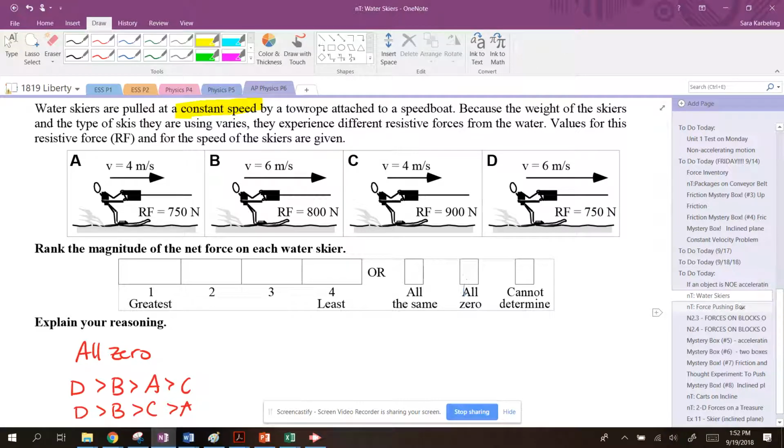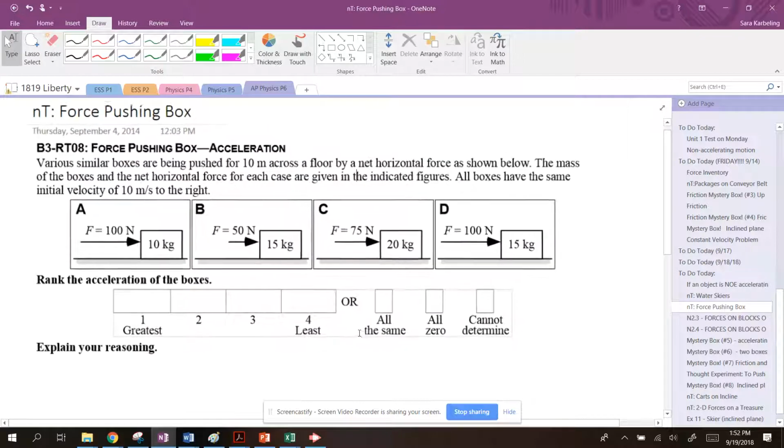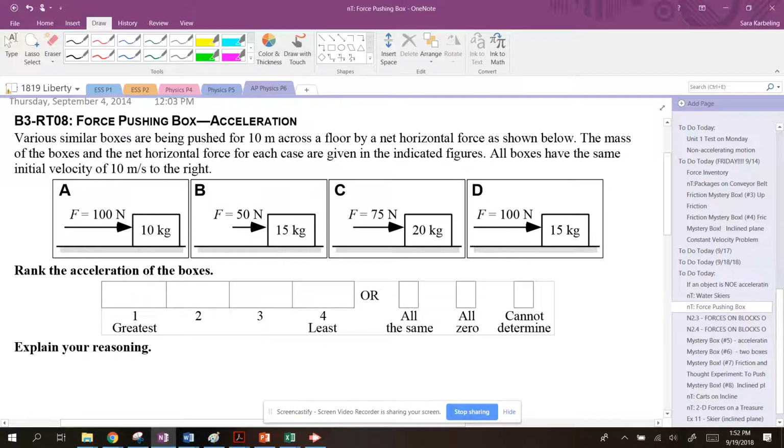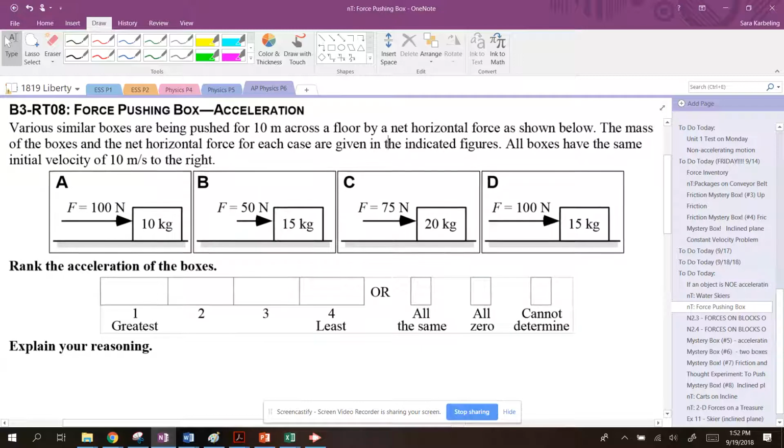All right, let's do another one. All right, take a look here, ladies and gentlemen. Various similar boxes are being pushed for 10 meters across a floor by a net horizontal force as shown. So that's a net horizontal force, okay? The mass of the boxes and the net horizontal force for each case are given in the indicated figures. All the boxes have the same initial velocity of 10 meters per second to the right. It says rank the acceleration of the boxes.